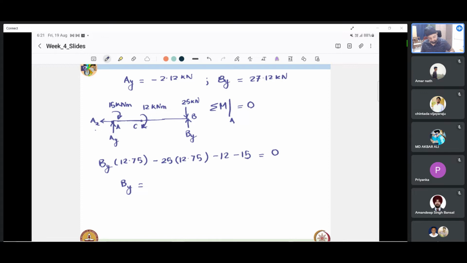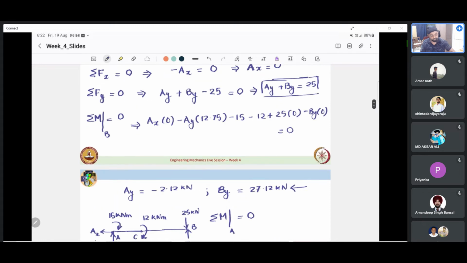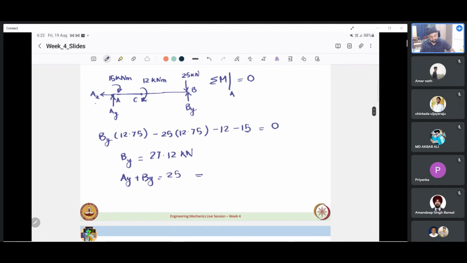So we get By coming out to be 27.12 kilonewton if we solve this, which is identically the same as what we were getting earlier. Now we know that Ay plus By equals 25 from the equation we had derived, sigma Fy equal to 0. So naturally, if we substitute this, we will get Ay as minus 2.11 kilonewton. So we have seen that no matter which point we take, the reactions come out to be the same.